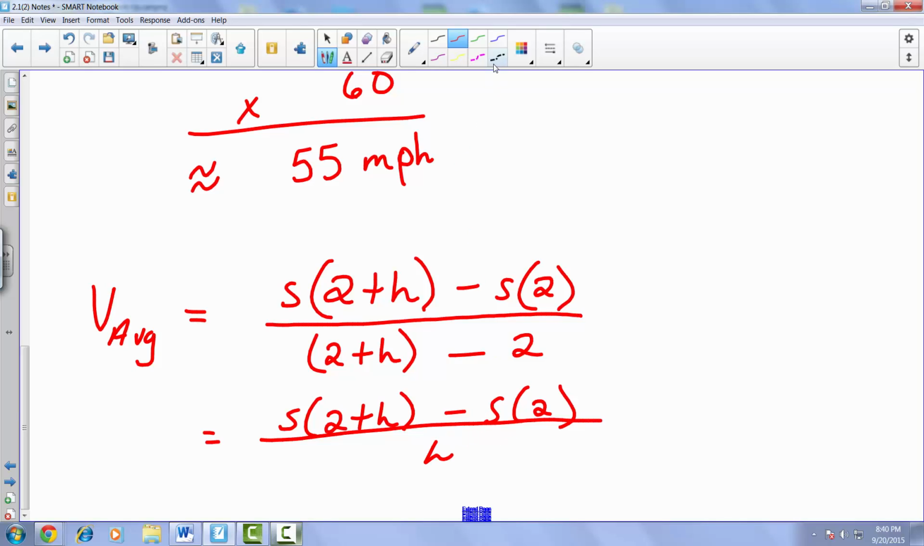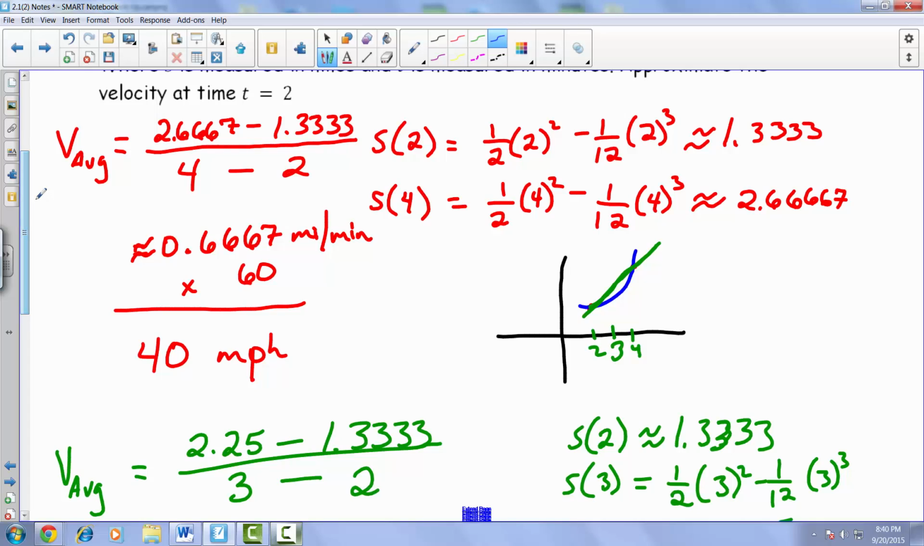And so just simplifying this, we end up with s of 2 plus h minus s of 2 all over h. Now again, it was our hope to minimize h as much as possible, because what h represents, again, is that distance in terms of our time values away from our target time. And we're hoping to minimize that. In other words, we're hoping to get closer and closer and closer to that time 2 minutes.